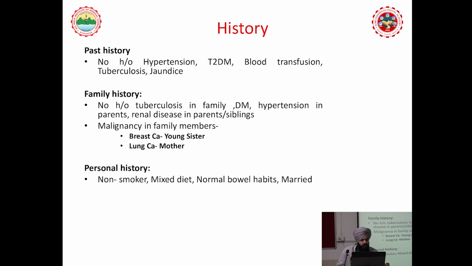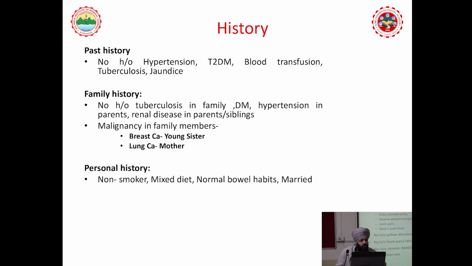Now, in past history, there is no history of hypertension, diabetes, blood transfusion, tuberculosis, or jaundice. In family history, there is a history of breast cancer in younger sister and lung cancer in mother. Both of them were BRCA2 positive. Personal history: patient is a non-smoker, consumes mixed diet, has normal bowel habits, and is married.